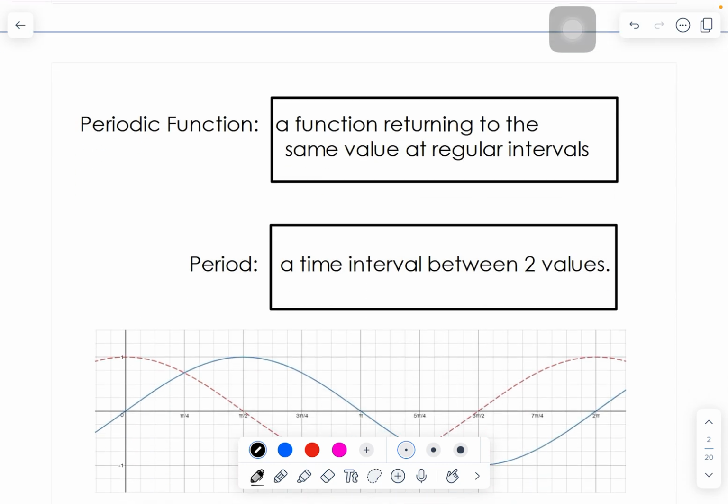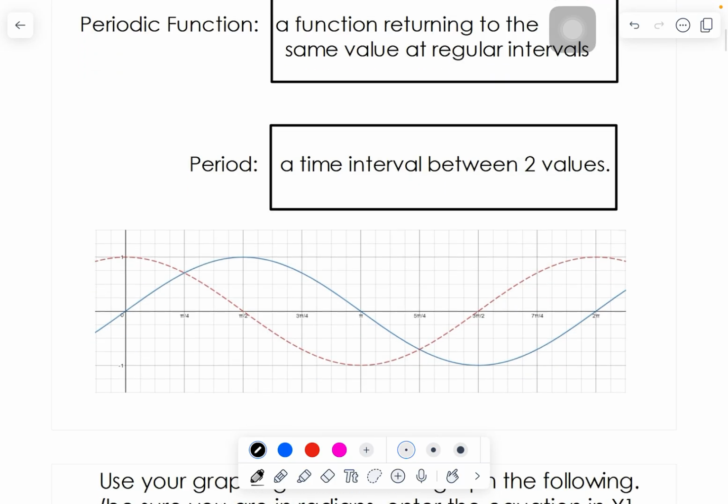Okay, now onto the graphing rather. This is going to be periodic functions. A periodic function is a function returning to its same value over a regular interval. The period is the time it takes between those two values. So like here, the one in blue starts at 0, goes up to 1, back to 0, down to -1, back to 0. That's 1 period. It happened between 0 to 2 pi.